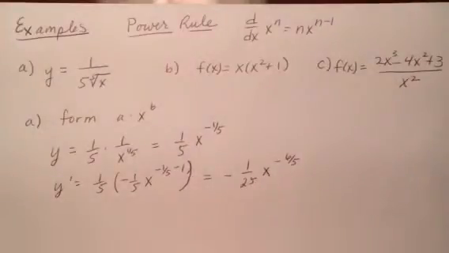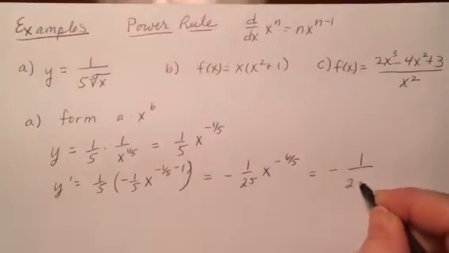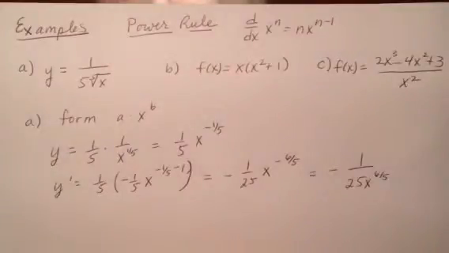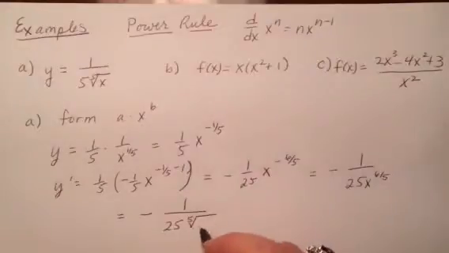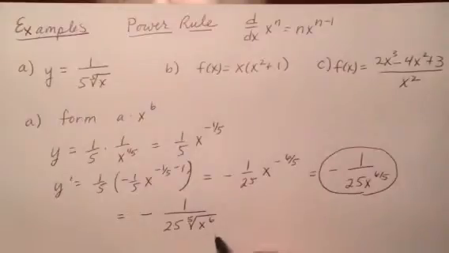Now we always want to write our answers with positive exponents. So notice that would be negative 1 over 25 x to the 6/5 power. And if we wanted to write this with radicals, you might see this written this way: negative 1 over 25 times the 5th root of x to the 6th power. I would accept either this or this as correct answers.